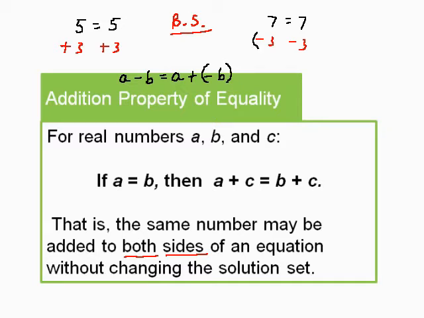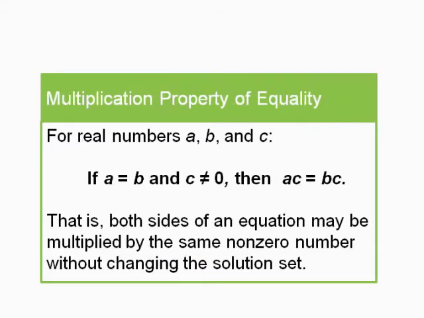So we could say the 7 minus 3 over here is 7 plus negative 3, and just add negative 3 to both sides. So really the addition property of equality covers both addition and subtraction by adding a negative. So keep that in mind. There's only really 2 properties we have to worry about when it comes to equations. And here is the other one, the multiplication property of equality.